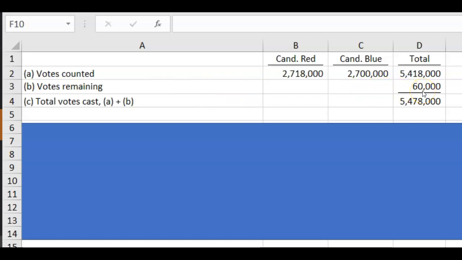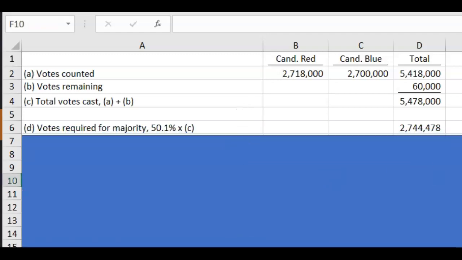Now, what we're going to try to do is determine how many of the 60,000 remaining votes are needed in order for candidate blue to win the election or candidate red to win the election. Okay, so let's go through the logic.